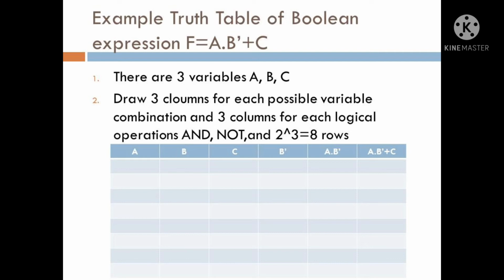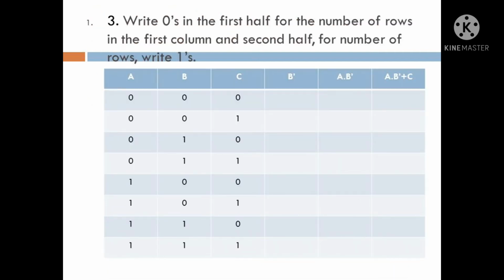Then there are 3 variables, so we want to make 2 raised to n, that means 8 rows for that table. Next step is, write zeros in the first half of the number of rows in the first column, and in the second half write ones. That means for a we will write 4 zeros, then 4 ones. Then for b, first 2 zeros, then 2 ones, then 2 zeros, then 2 ones. Then for c, 0 1 0 1 0 1 and 0 1. Like that we make the inputs.